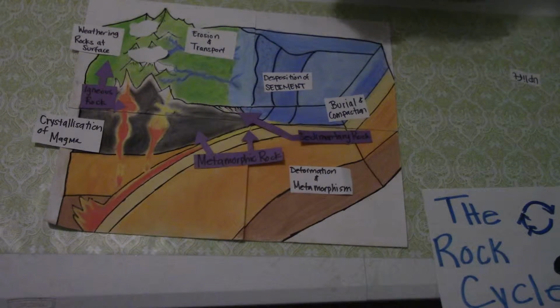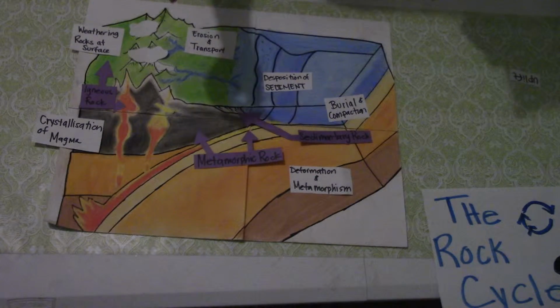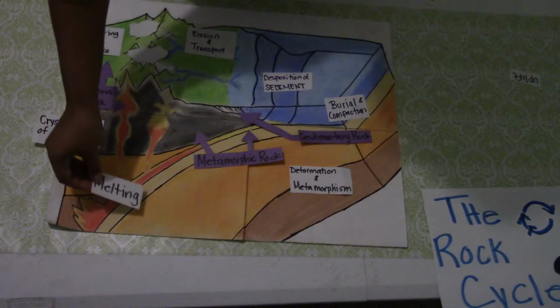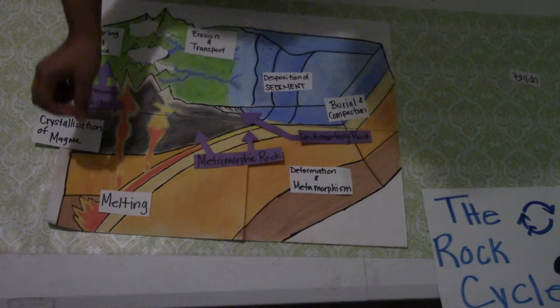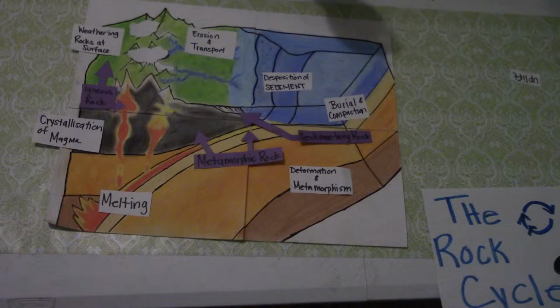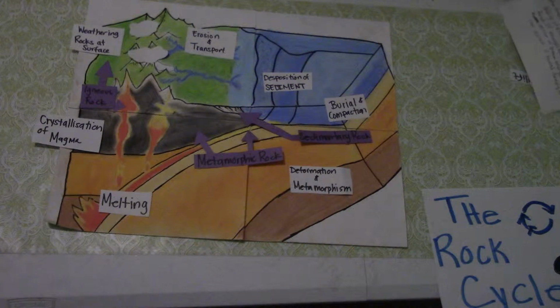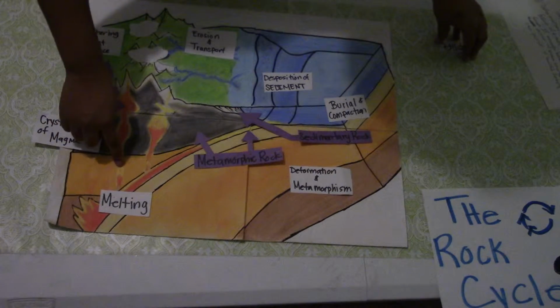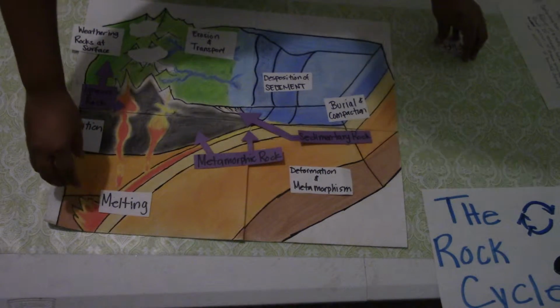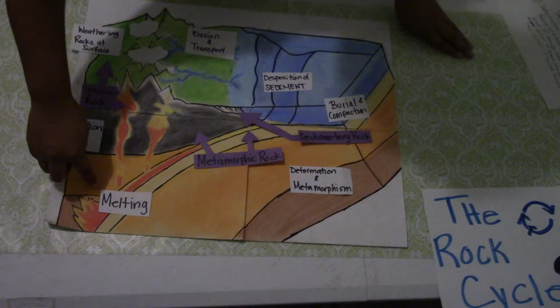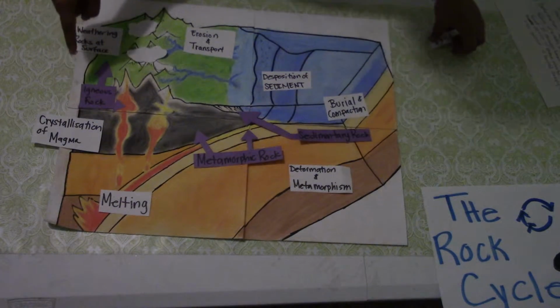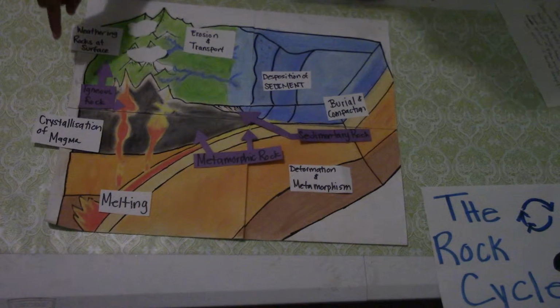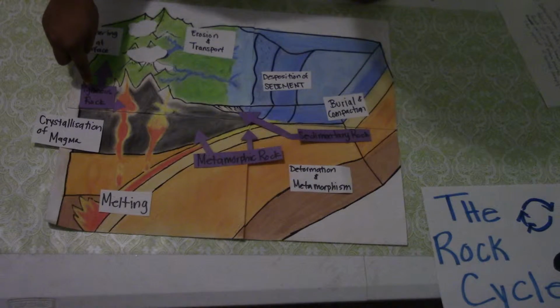After that, if it keeps going down and down, we have a rock that's melted. And we start the process again, because now the magma has reached a point where it's all melted. It's not rock anymore, it's magma. And then eventually it will cool again in order to become igneous rock once more.